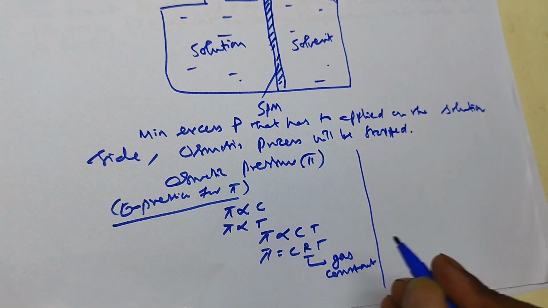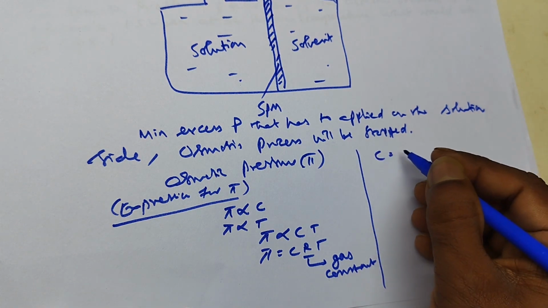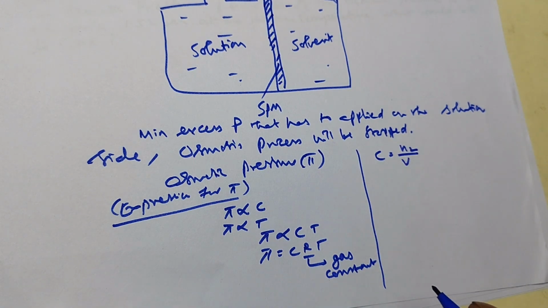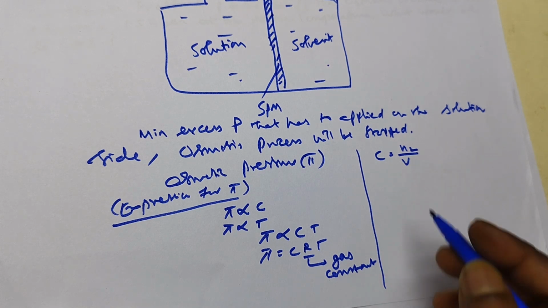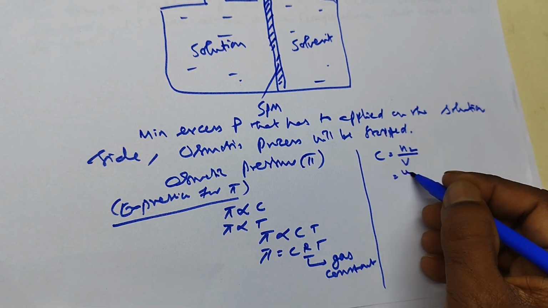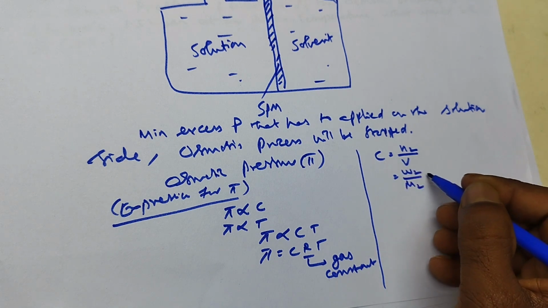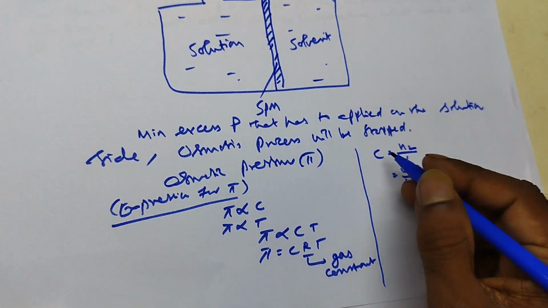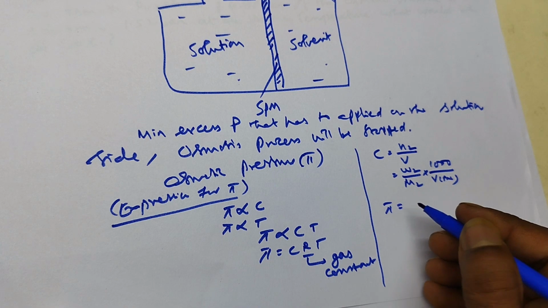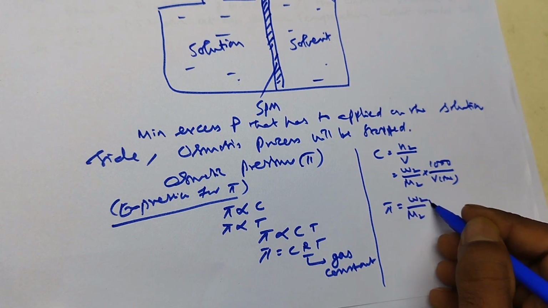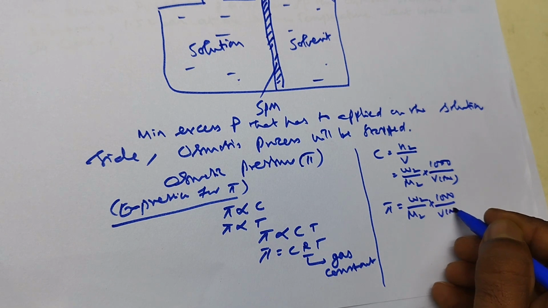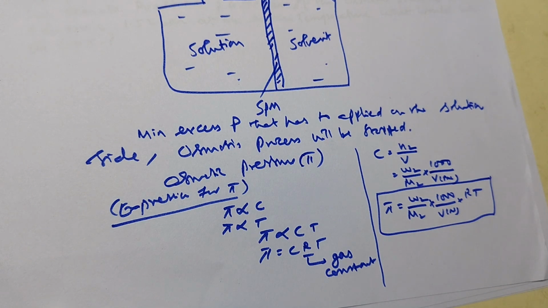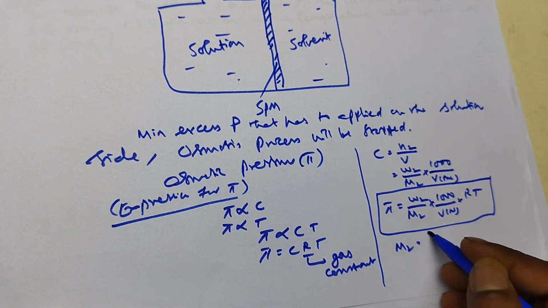Still you have to modify this one. What is concentration? Concentration is nothing but molarity, the number of moles of solute present in 1 liter of the solution. That is called molarity, or the concentration of the solution. The number of moles is nothing but given mass divided by molar mass of solute. If you express volume in ml, then it is 1000 divided by V ml. So in the place of C, you substitute this. So pi equals W2 by M2 into 1000 divided by V ml into RT. This is the formula for calculating the molecular mass of a solute. If you want to find M2, then you have to use this one.